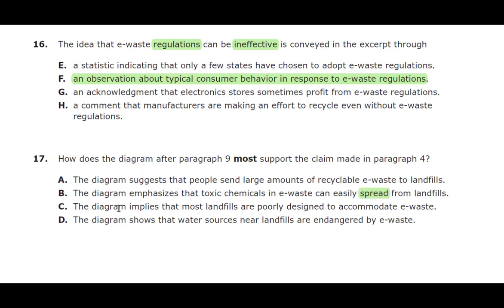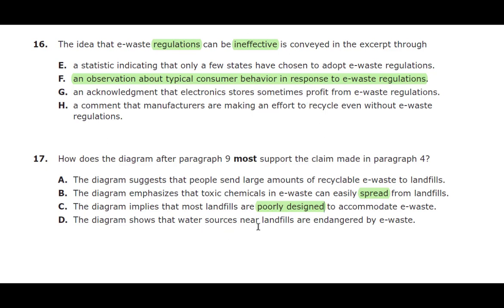C, the diagram implies that most landfills are poorly designed to accommodate e-waste. D, the diagram shows that water sources near landfills are endangered by e-waste. So C and D seem plausible, and they're probably going to catch a lot of students, right? But they're not right. It implies most landfills are poorly designed. Well, it did say they were unlined, but really nothing in this picture shows poor design per se. That's not a core idea of the picture.